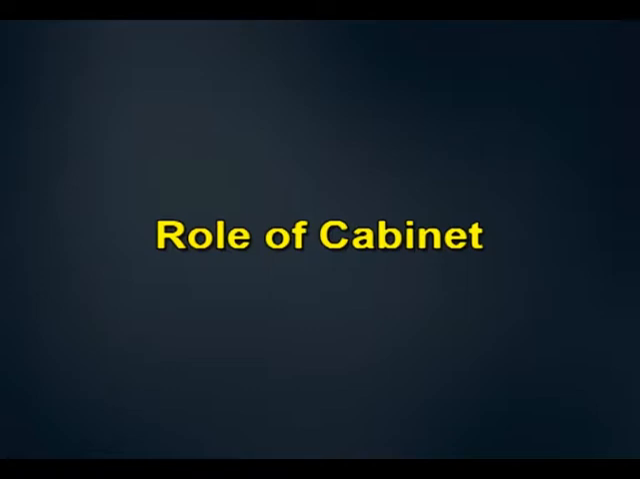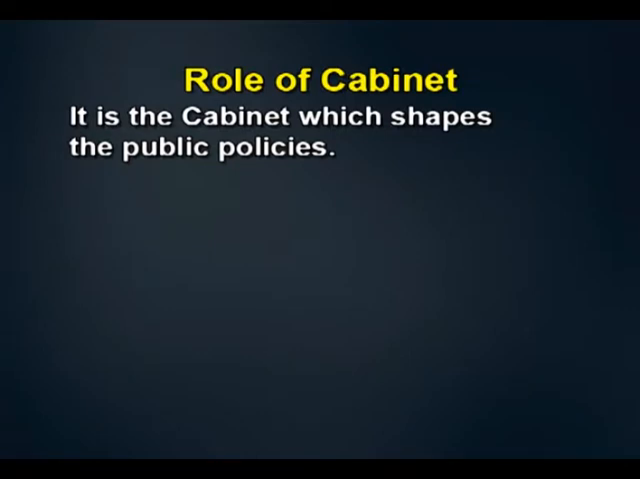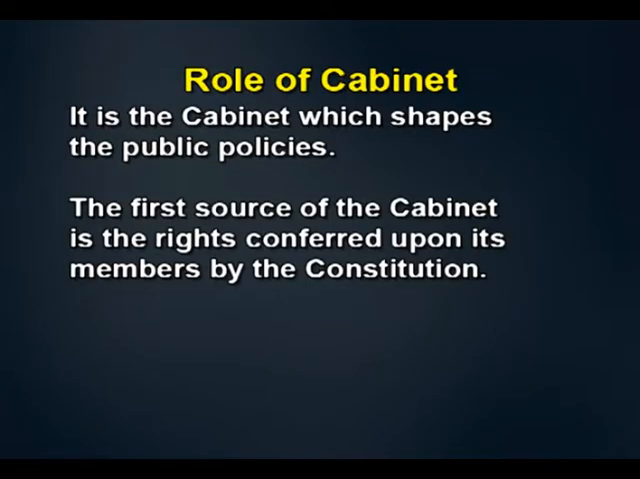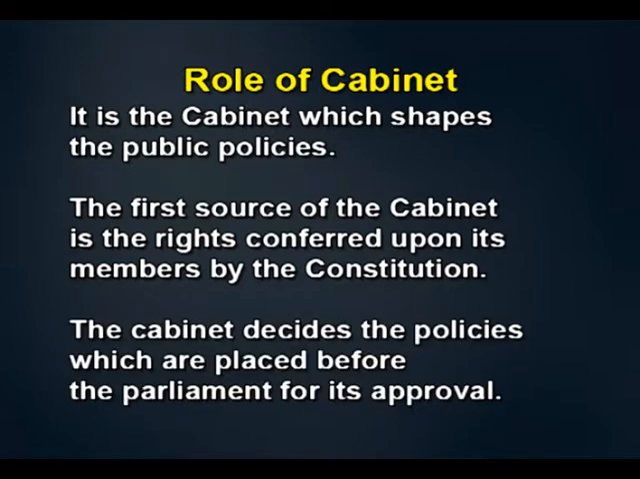Next, coming to the role of Cabinet. In a parliamentary form of government, for example in India, the office holders, that is, those who occupy formal offices prescribed by the Constitution as authoritative, who are immediate or proximate policy makers, are the members of the Cabinet. Generally, it is the Cabinet which shapes the public policies. The first source of the Cabinet's power is the rights conferred upon its members by the Constitution. The Cabinet decides the policies which are placed before the Parliament for its approval.